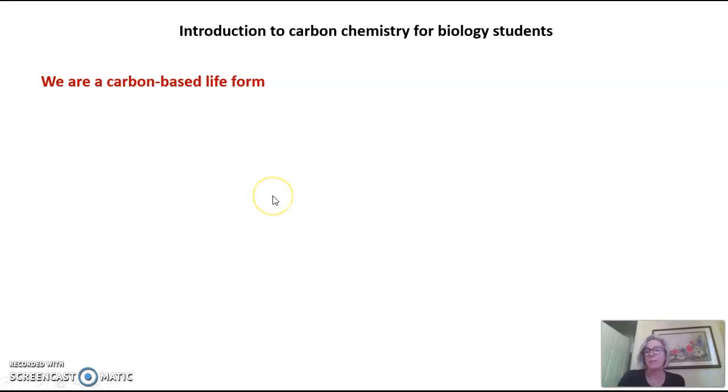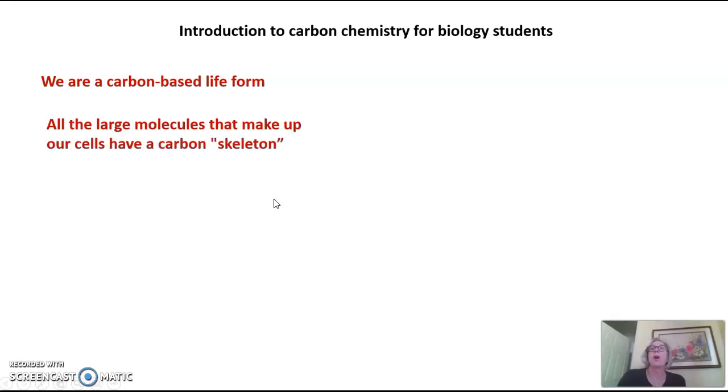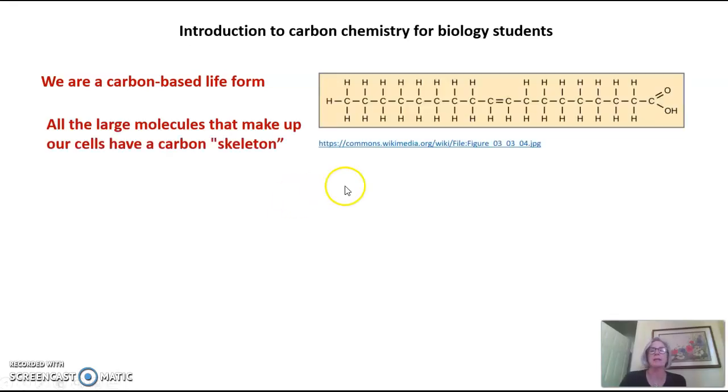Tonight's video is an introduction to carbon chemistry for high school biology students. We are a carbon-based life form. All the molecules that make up our cells have a carbon skeleton. I've got a picture here of a fatty acid, and you can see all of these carbons in the middle of the molecule. We call that the carbon skeleton.